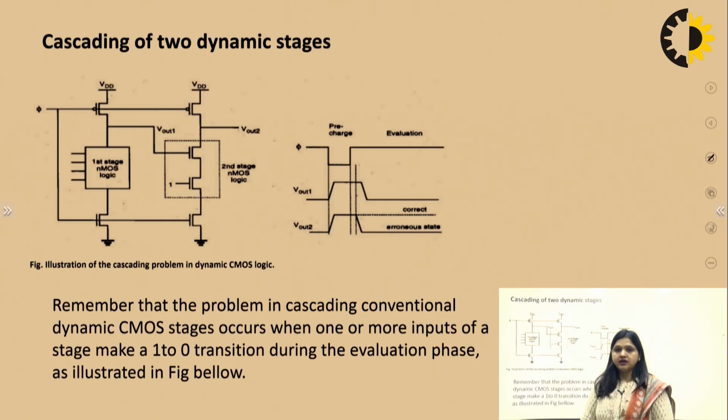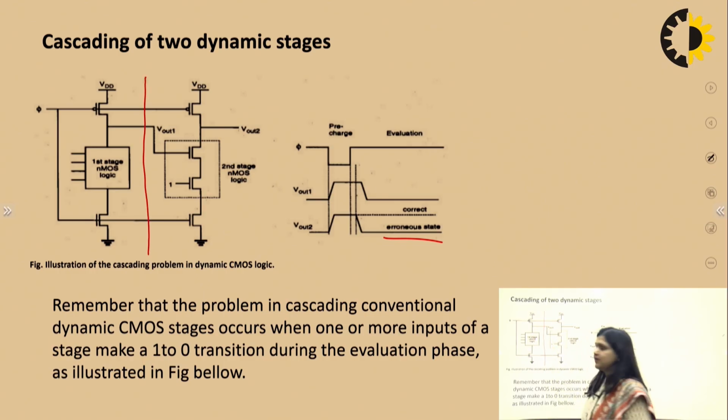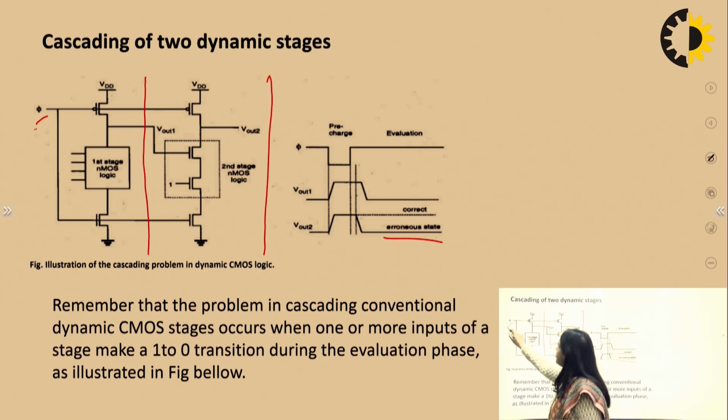The next thing is, in case of dynamic logic design, there are many issues. If we connect multiple stages, because of the clock, synchronization is very important, and due to the clock there are many issues with the dynamic logic structure. One of the problems is erroneous output while cascading two stages. Here you can see one dynamic stage and a second dynamic stage, and both stages are working on this clock phi.